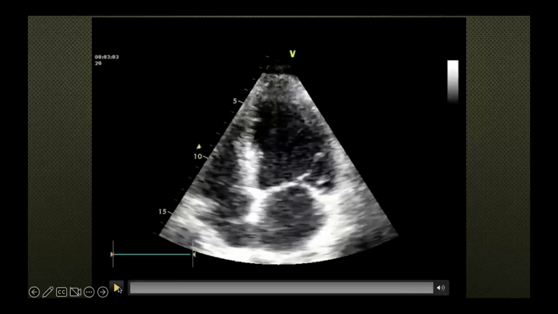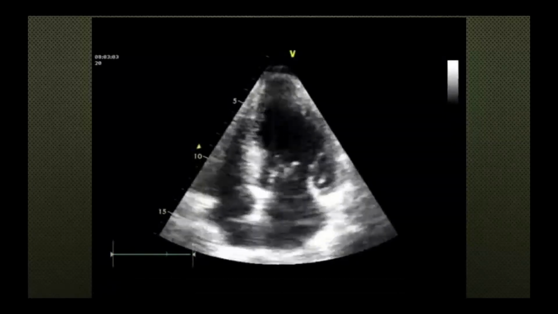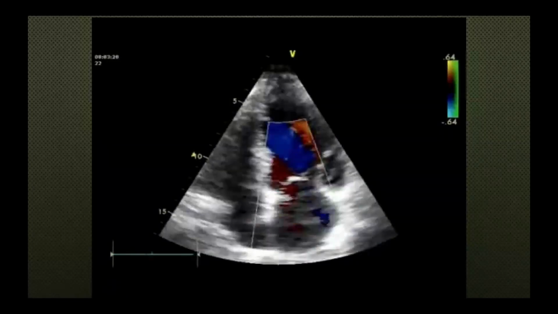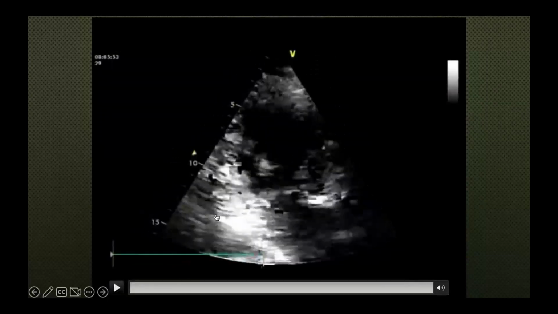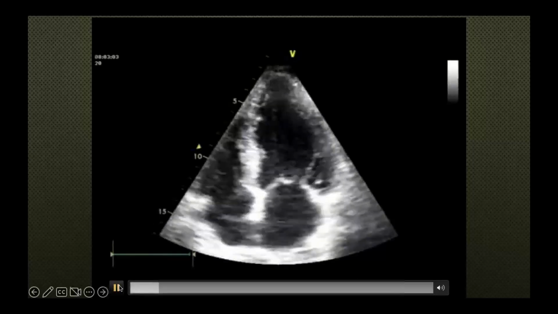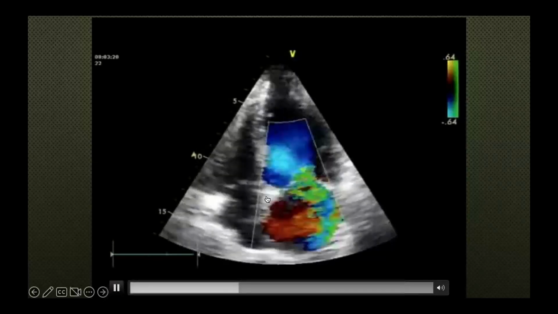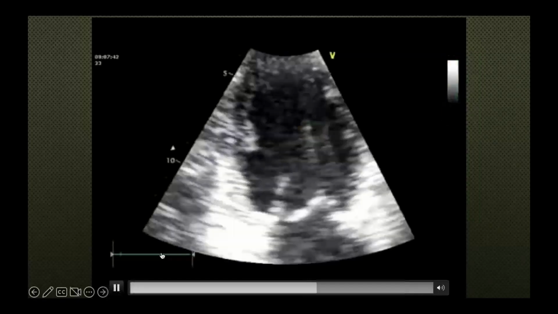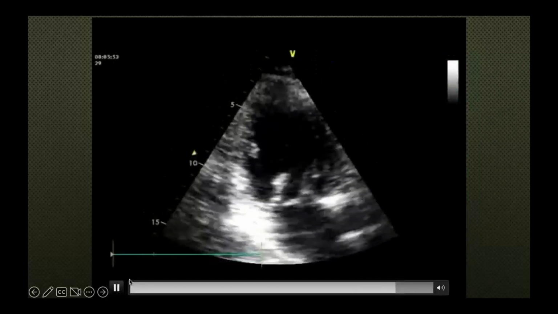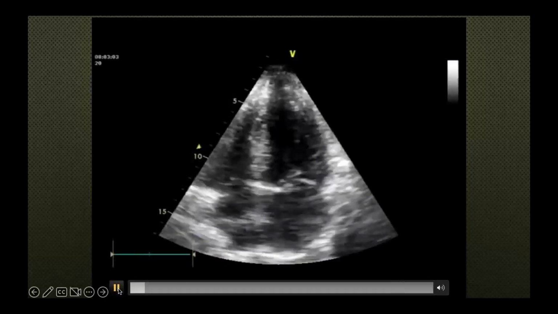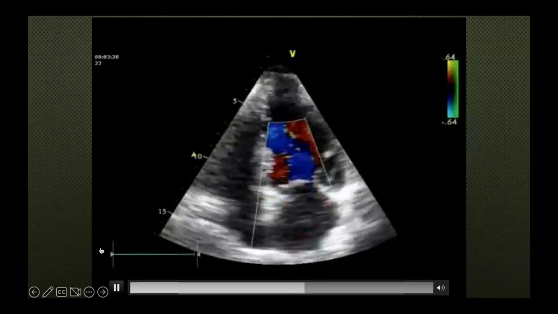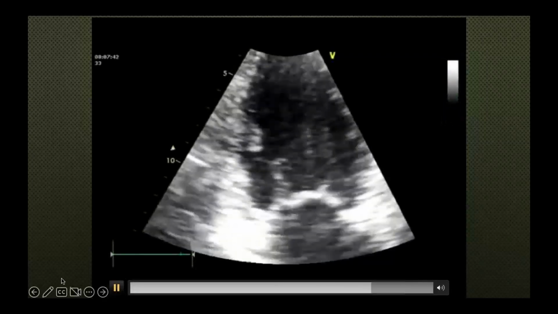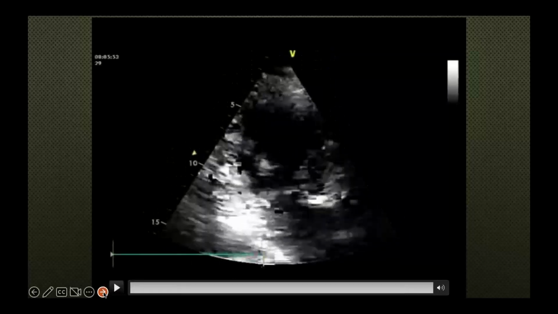And this one is actually not my case, I got it from elsewhere, but you can see that the posterior medial papillary muscle is ruptured, and there is a severe MR with an eccentric jet. So I'm just gonna repeat the loop again. So a very interesting finding. If you find it, it means that these patients are really sick, and usually it presents very dramatically.